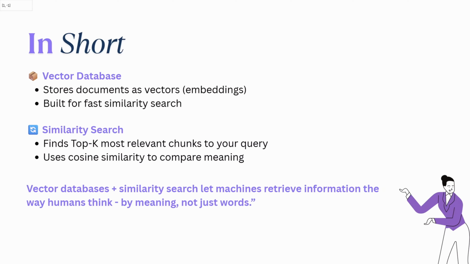Let's quickly summarize what we have learned so far. Vector databases store documents as vectors, also called embeddings, built especially for fast and efficient similarity search. Similarity search finds the top k most relevant chunks to your query. It uses cosine similarity to compare semantic meaning, not just keywords. So the final takeaway is that when you combine vector databases with similarity search, you give machines the ability to retrieve information the way humans think, by meaning and not just words.